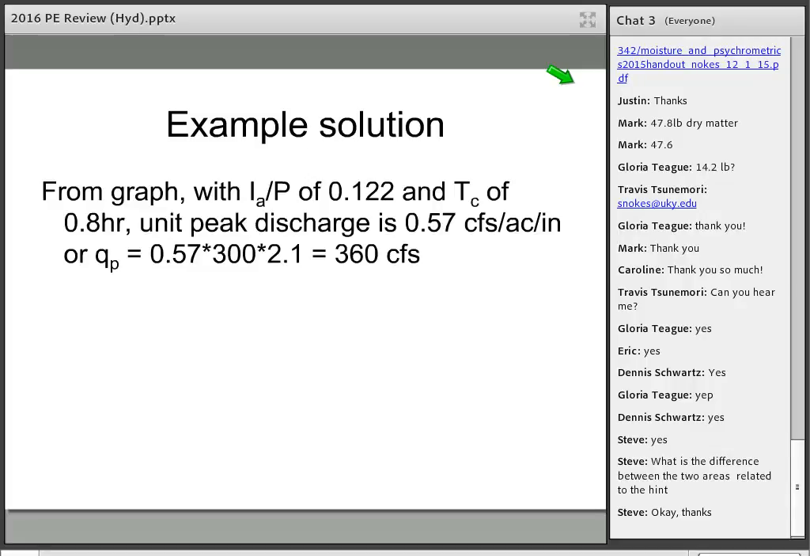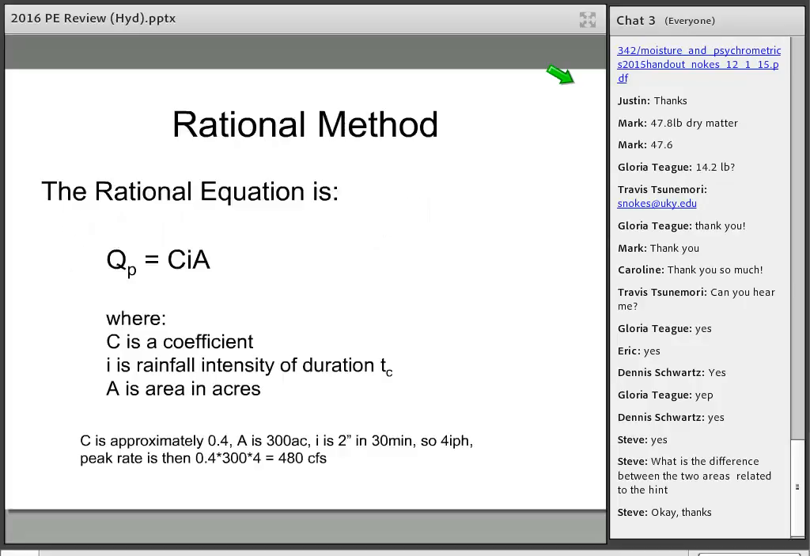33% higher than this one. And rational tends to give larger flows, so it's more conservative on the size of the structure that you're going to put in, which is probably why it gets used. It's not the method I prefer, but sometimes you just have to, so you should be familiar with it and know where it is in the book that you're dealing with as your reference, so that you can look it up and do a problem with it if you're called upon to.